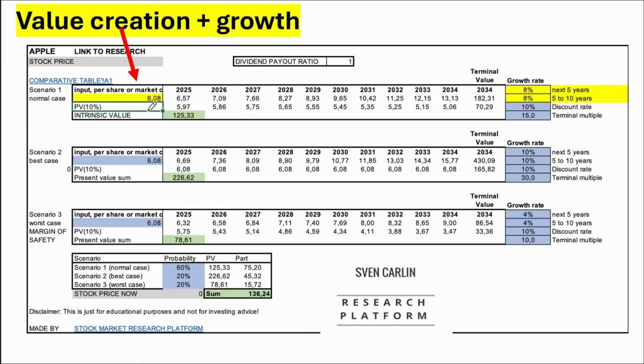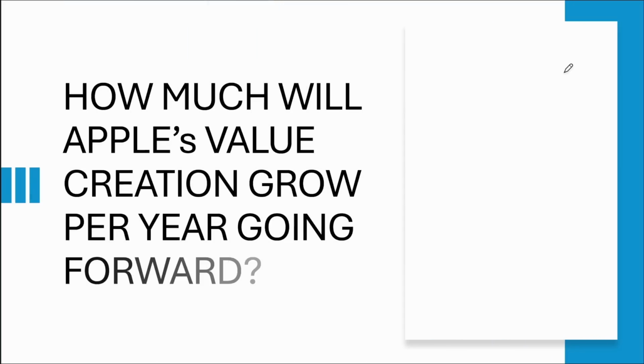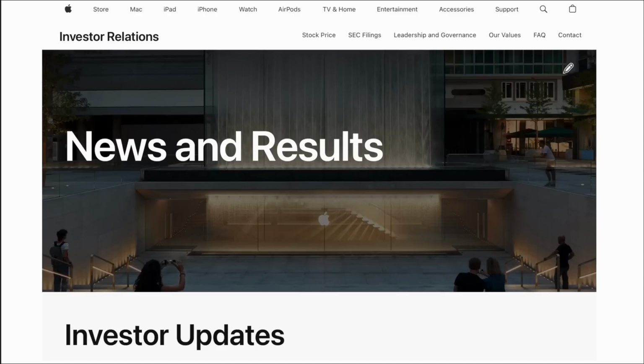So we have put in the earnings, and now we have to calculate, okay, how much are those earnings going to grow over the next 5 and 10 years? Thus, the growth rate estimation. How much will Apple grow? How much will the value creation grow over the next decade? For that, again, we need to understand the business.